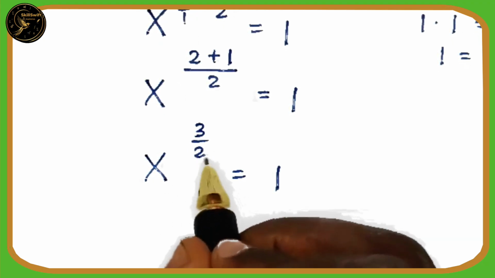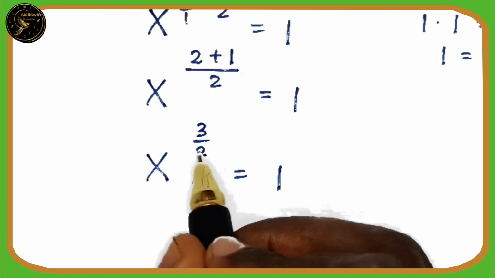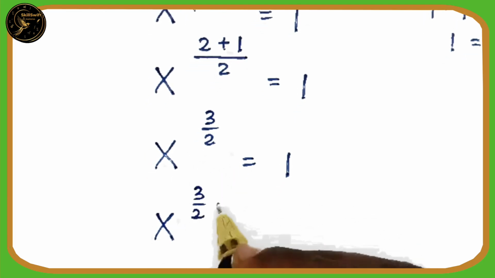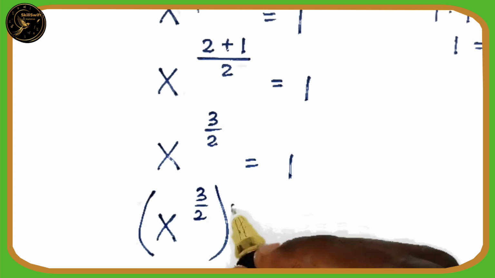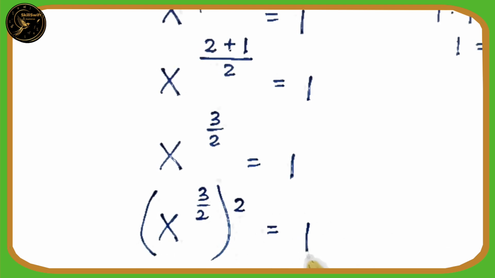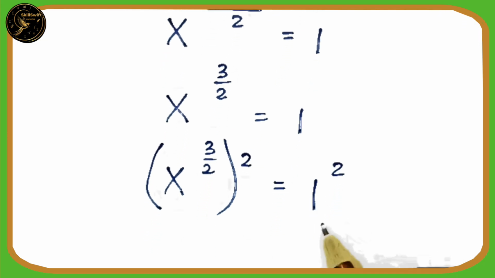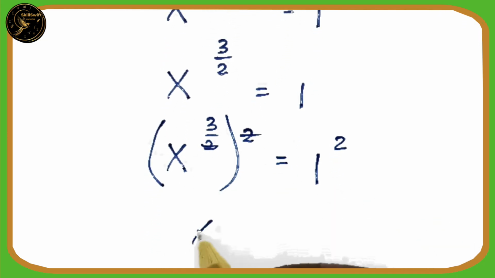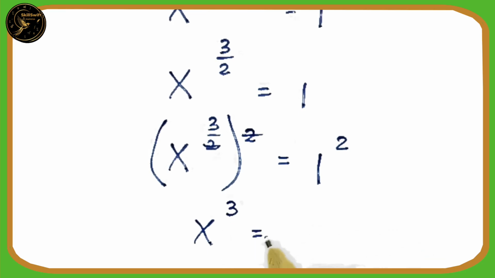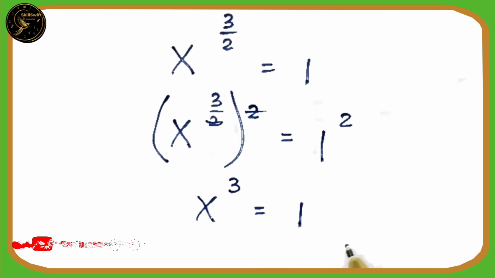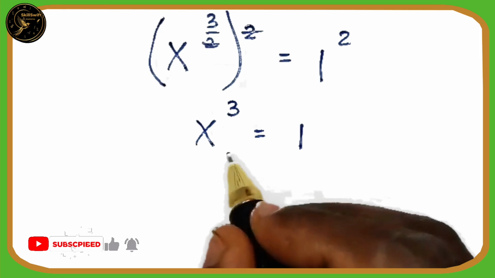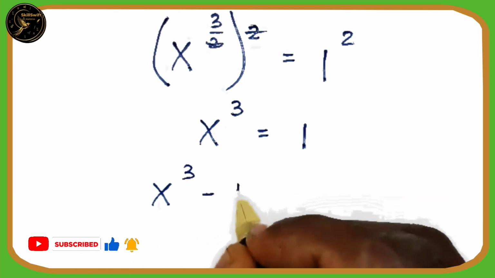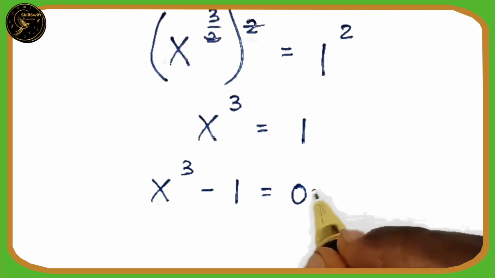The denominator of 2 in the power is removed by raising both sides to the power of 2. So x to the power of 3 over 2, in brackets, to the power of 2 is equal to 1 to the power of 2 on the other side. Cancelling the 2, it will be x cubed equal to 1 squared, which is 1. Then we take 1 to the left side, so x cubed minus 1 is equal to 0.